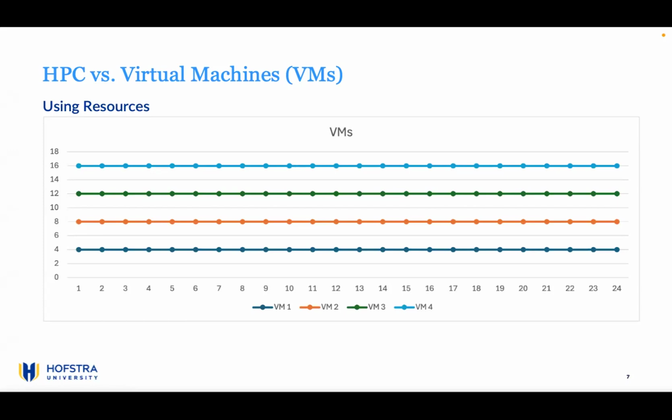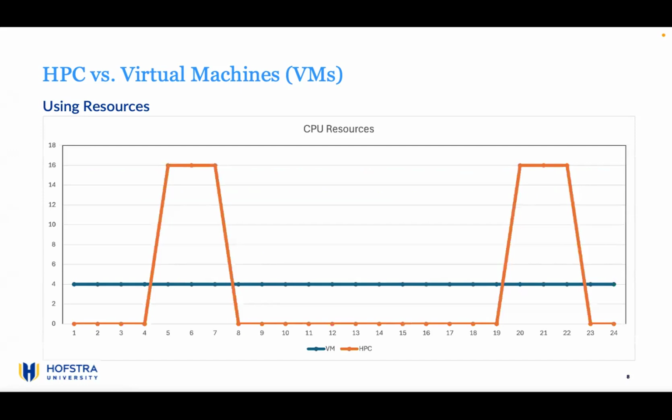Imagine we have a server with 16 CPUs, and we can create 4 virtual machines with 4 CPUs per virtual machine. And the graph will be like that. It's just constant usage of resources. But if we talk about HPC, HPC operates tasks or jobs. In this context, it's the same. I will use both words.